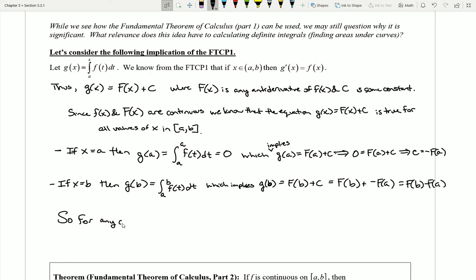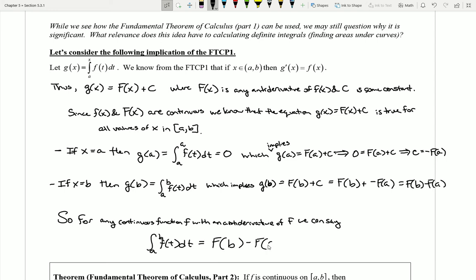So, for any continuous function f with an antiderivative of capital F, we can say, by what we've shown here, that this integral from a to b of f of t dt is going to be equal to, well, whatever this spat out, which was F of b minus F of a, where capital F, again, remember, is an antiderivative of the original function.